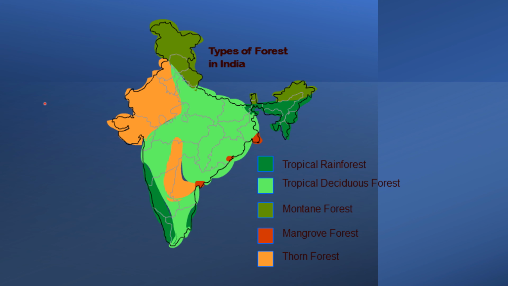So these are the types of forests which we have already talked about. That is, tropical rainforests in the western part of the Western Ghats and in the Assam region, that is northeast. Tropical deciduous dominates most of India. The montane forests are confined to the mountain areas, the mangroves in the estuaries of several of our rivers, and the thorn forest in parts of Rajasthan and parts of central India, which is lying on the lee side of the Western Ghats.